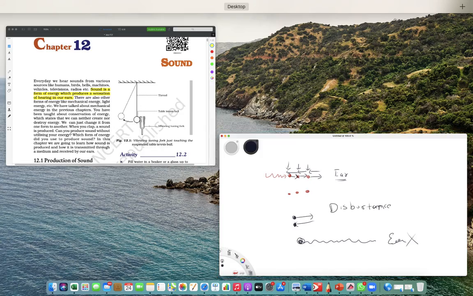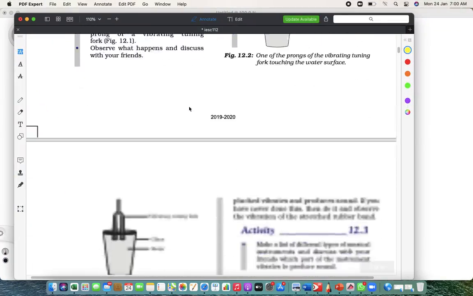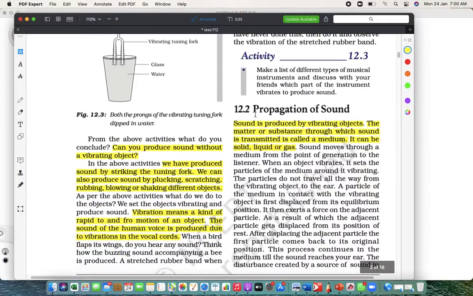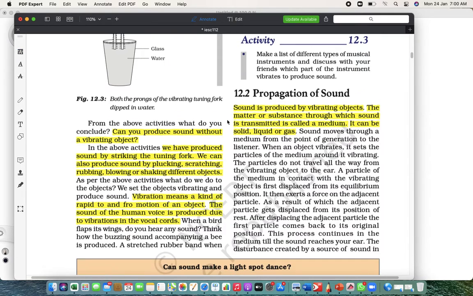Look here. 12.2 Propagation of sound. Sound is produced by a vibrating object. The matter or substance through which sound is transmitted is called a medium. It can be a solid, a liquid, or a gas. Understood this much? Now look here. Sound moves through a medium from the point of generation to the listener.